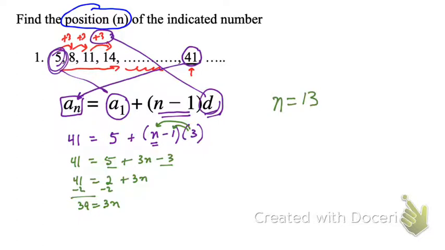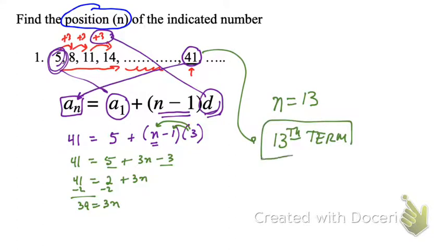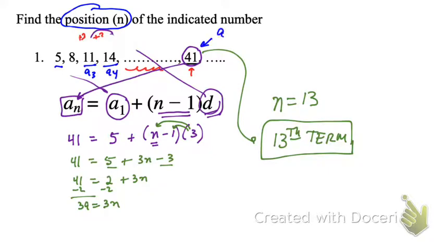Now what's that mean? That means that this 41 is the 13th term, which means it's the 13th number in line. Okay, let me just clean that up a little bit. Just like 5 was the first number, 11 is the third, 14 is the fourth. Well, what did we just figure out 41 is? It's the 13th number in line.